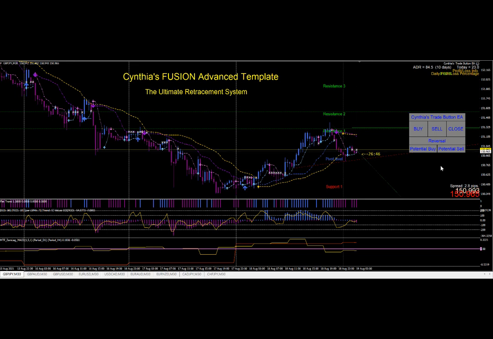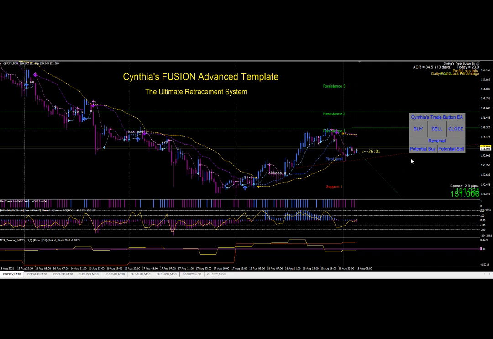You can click close on any chart to close the trade. You can click reversal, which means it will immediately close the current trade and reverse it. So it'll place a reverse trade going in the opposite direction with the take profit, stop loss and the trail. Then there's the potential buy and potential sell, which are your pending orders. And in the training PDF, I include a video that teaches you in depth how to use the trade button.